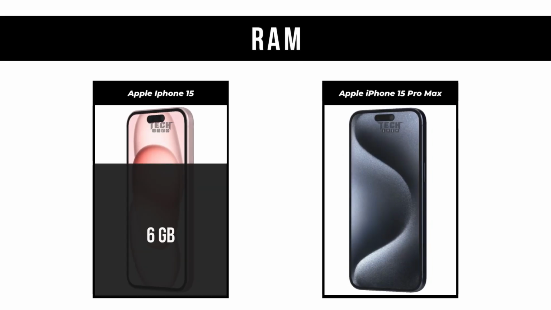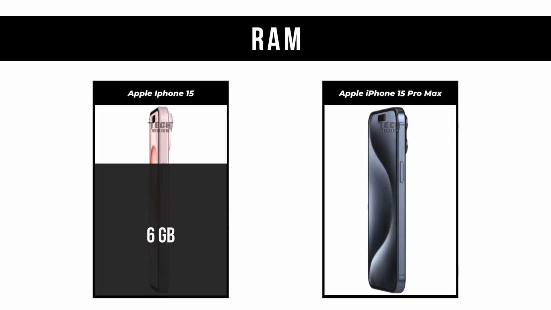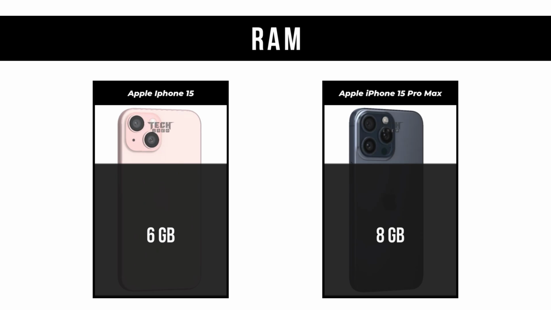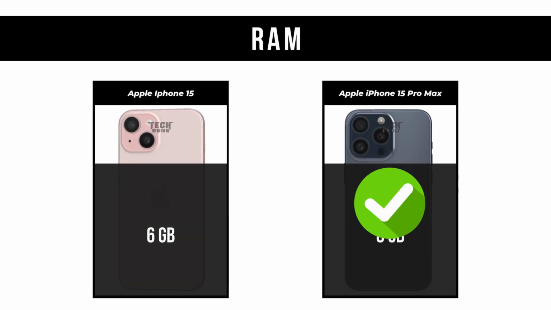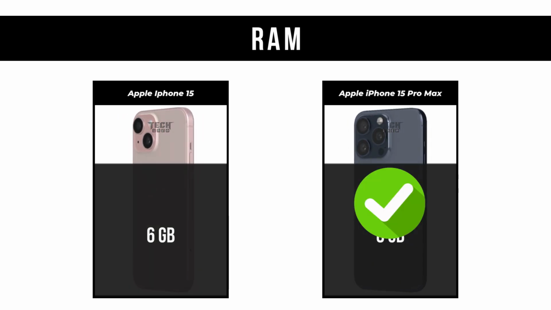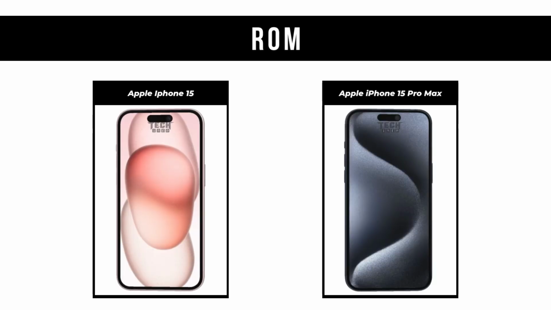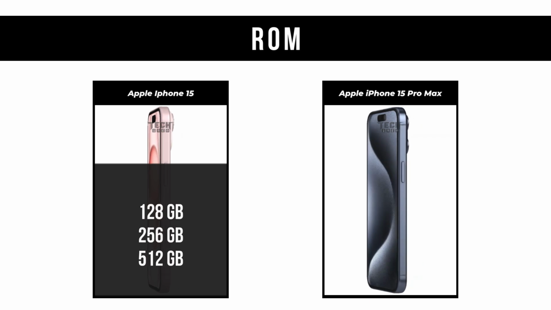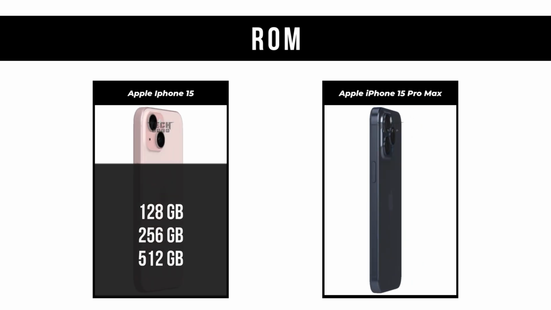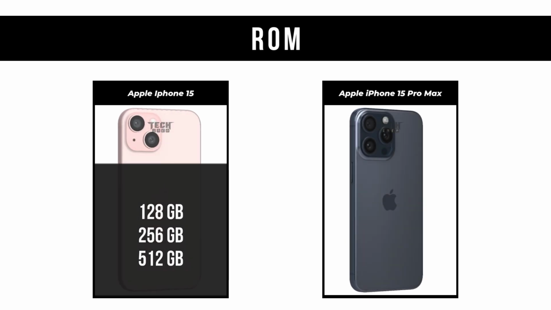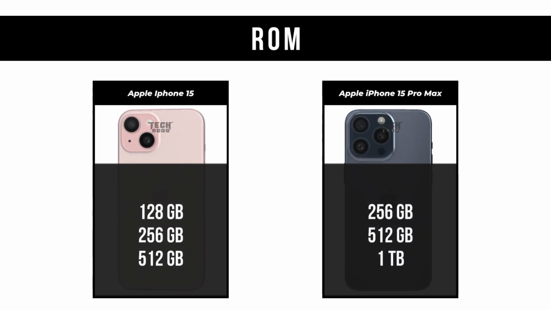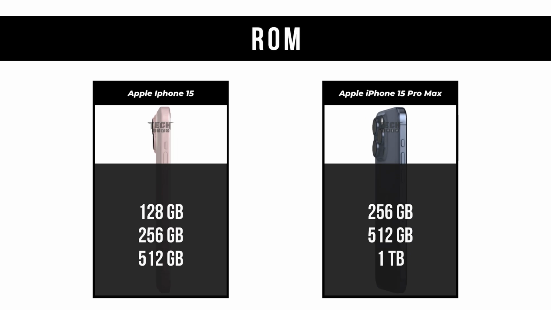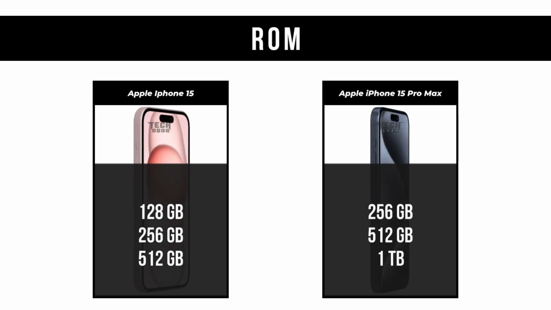RAM. Apple iPhone 15 is 6 GB. Apple iPhone 15 Pro Max is 8 GB. ROM. Apple iPhone 15 is 128 GB, 256 GB, and 512 GB. Apple iPhone 15 Pro Max is 256 GB, 512 GB and 1 TB.